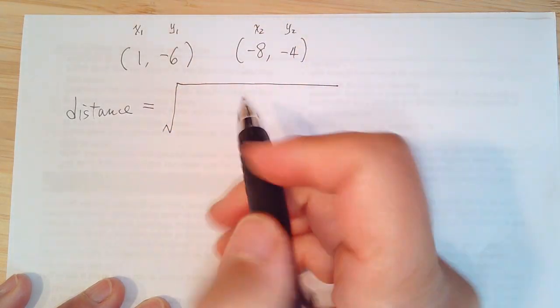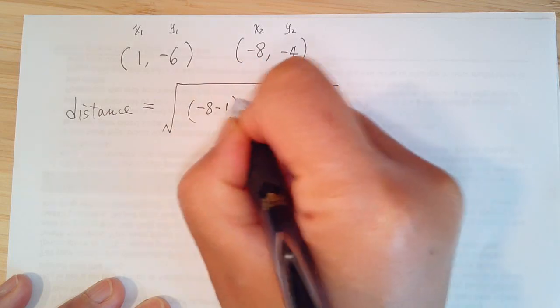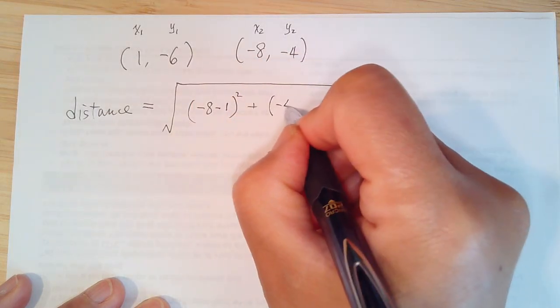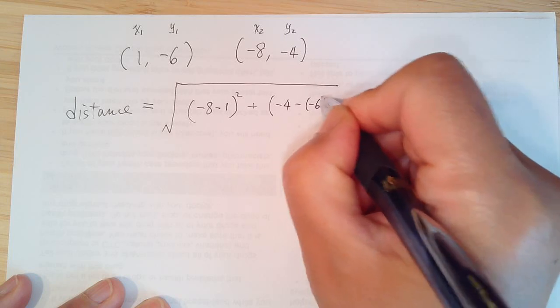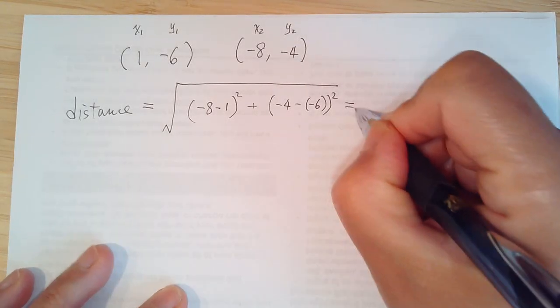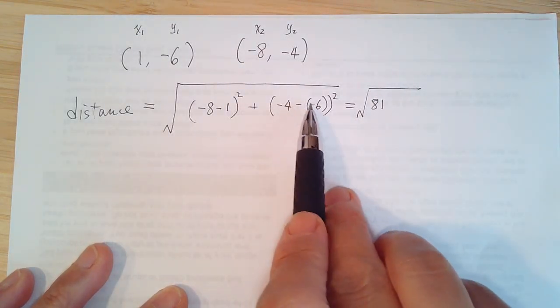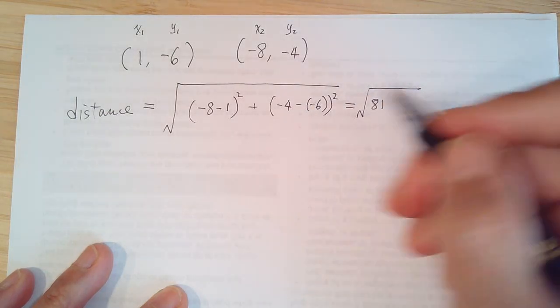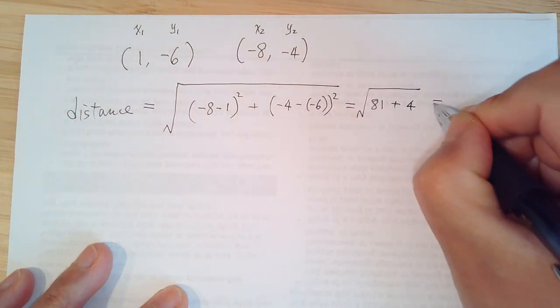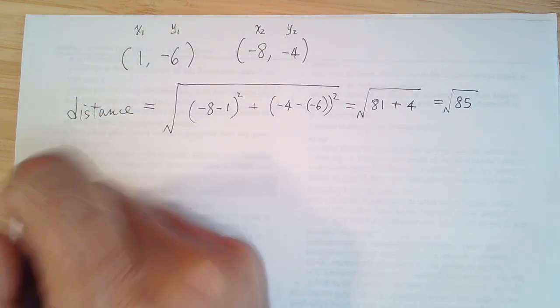Square root of this minus this, so (-8 minus 1) squared plus (-4 minus -6) squared. -8 minus 1, that's -9, right? And then 9 squared is 81. So I have an 81, and here is -4 plus 6, which is 2. 2 squared is 4. So that answer is root 85. That's the distance, you find it. That's the distance, and the midpoint.